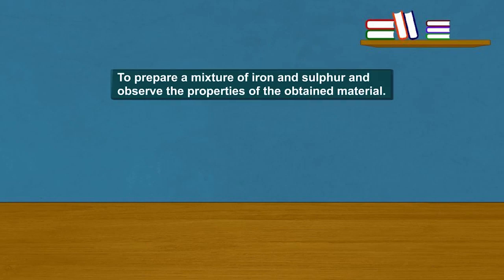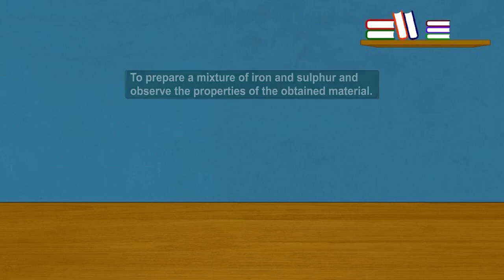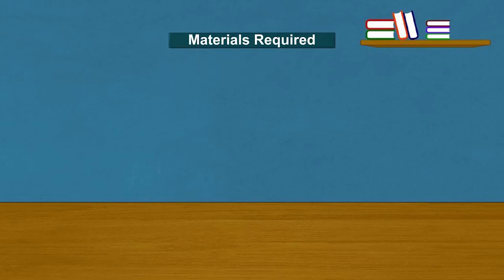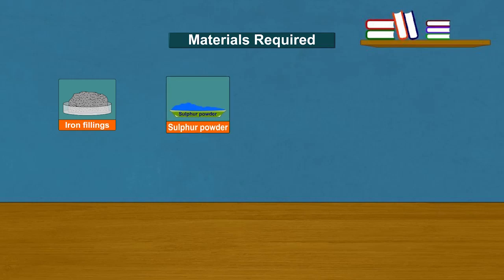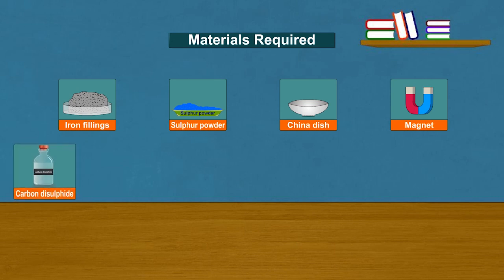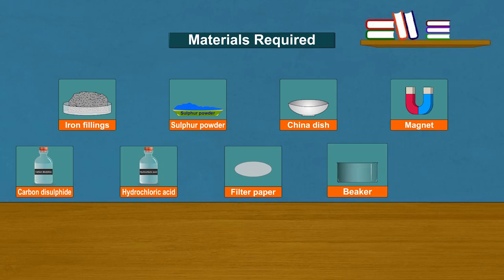Activity. Aim: to prepare a mixture of iron and sulfur and observe the properties of the obtained material. Materials required: iron filings, sulfur powder, china dish, magnet, carbon disulfide, dilute sulfuric acid or dilute hydrochloric acid, filter paper, beaker, stirrer.